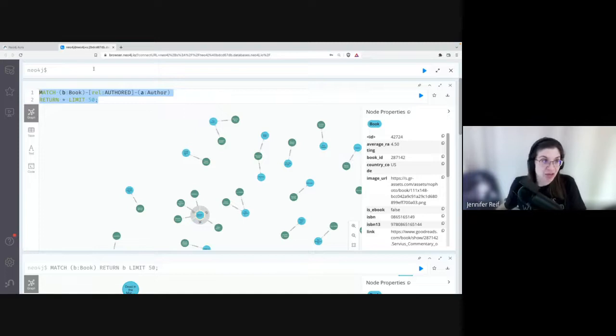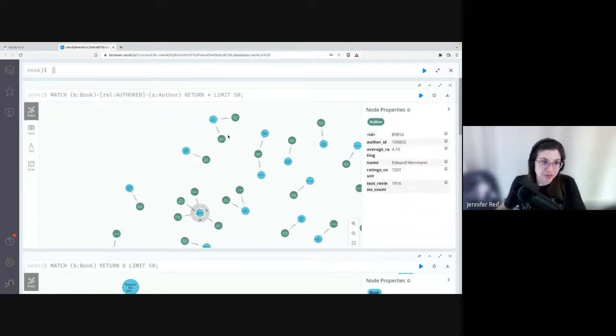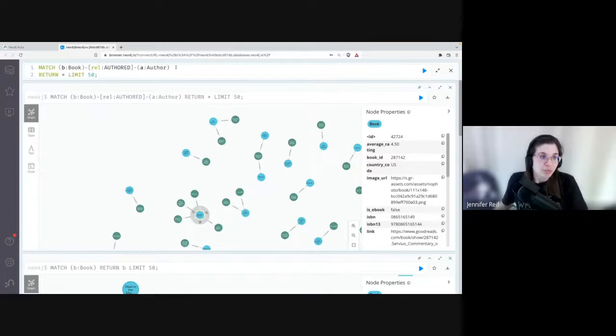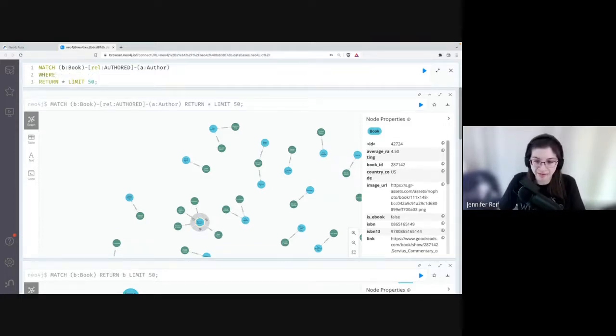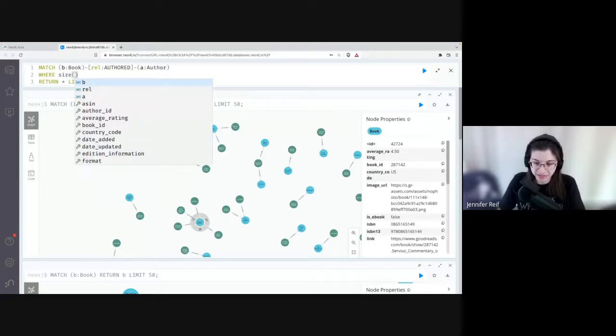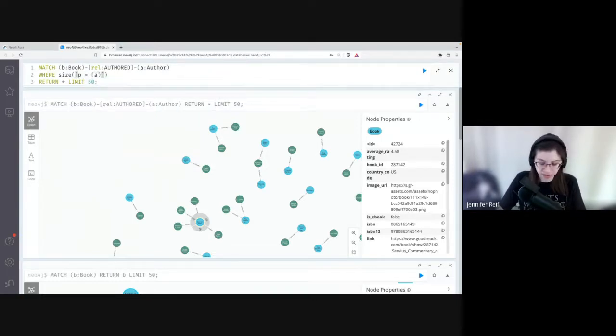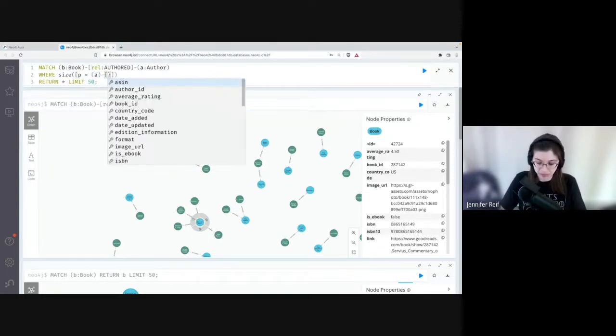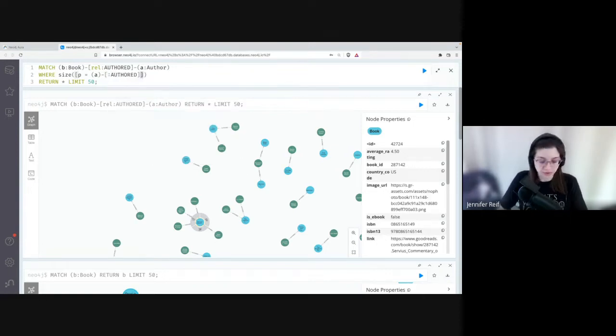So here we have different authors working on the same book. But what if we wanted to look at where authors wrote more than one book? So for instance, we could say where we have multiple patterns here. So we have a path where author authored book. So I'm just looking. Okay, and then I'll explain this as I go.